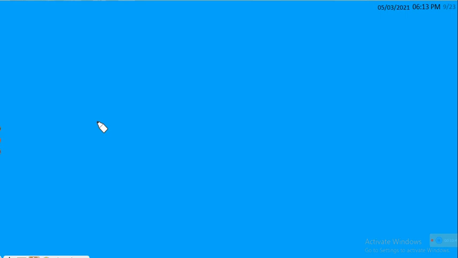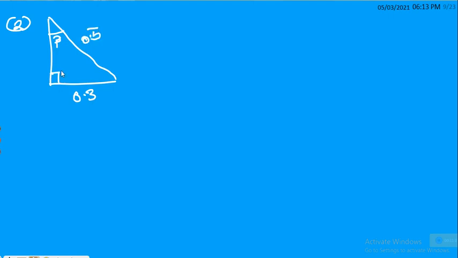Alright, welcome back. So for the second triangle, we have the right angle here. The angle is here, which is angle beta. The opposite of beta is 0.3, the hypotenuse is 0.5, and the adjacent is 0.4. Okay, so now labeling the sides, we have this as the adjacent, this is the opposite, and this is the hypotenuse.